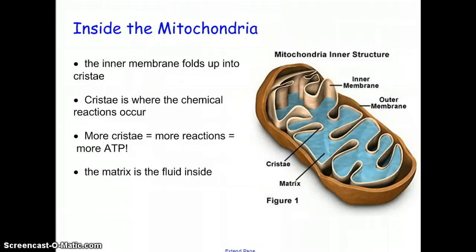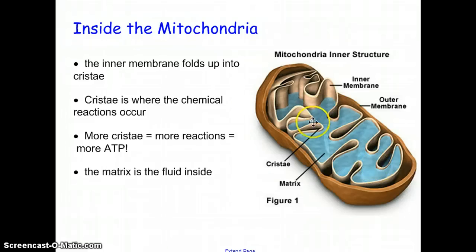The organelle that's responsible for doing this is called the mitochondria. In the plant, it was the chloroplast that was responsible for creating the energy for the cell. In the animal cell, it's the mitochondria. You have 4 structures here: the inner membrane, the outer membrane, the cristae, which are the little folds in the inner membrane, and the matrix, which is the fluid or liquid floating around inside.